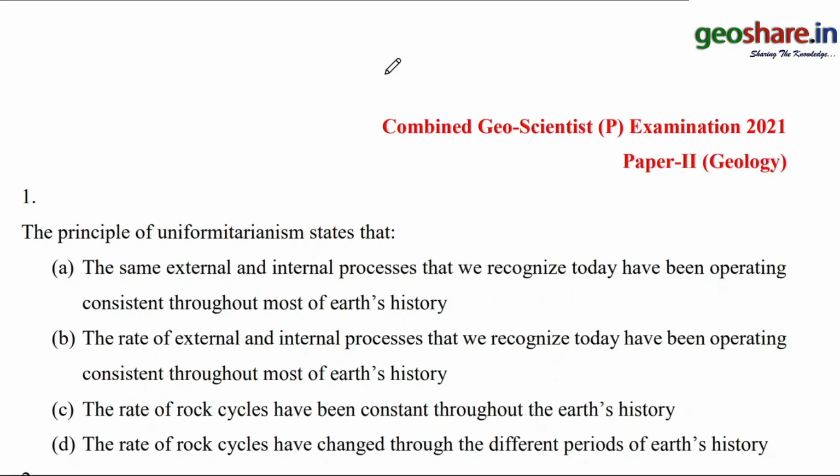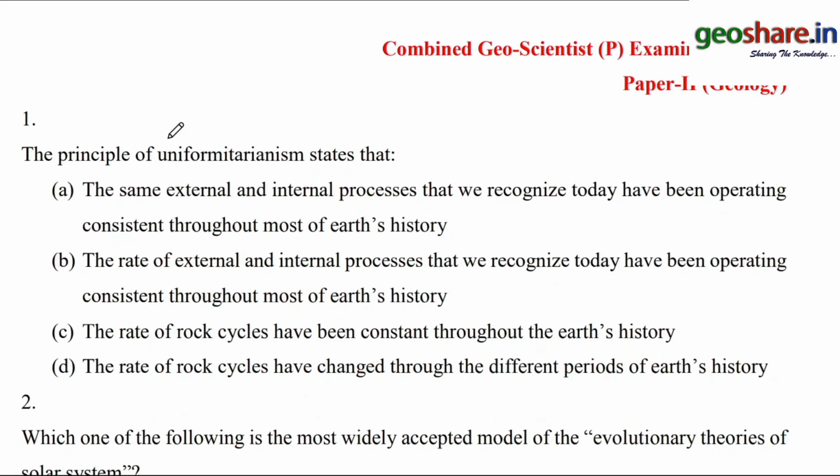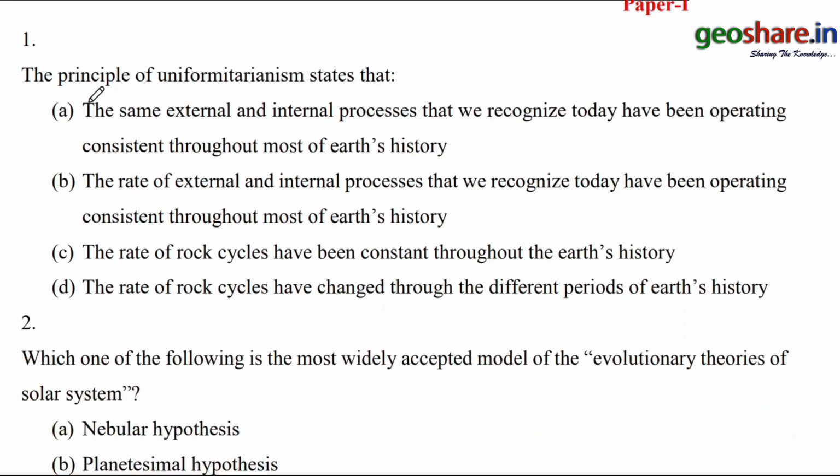So this is the question paper of Combined Geo Scientist Preliminary Examination 2021, Paper 2 Geology. The principle of uniformitarianism states that the same external and internal processes that we recognize today have been operating consistently throughout most of Earth's history.